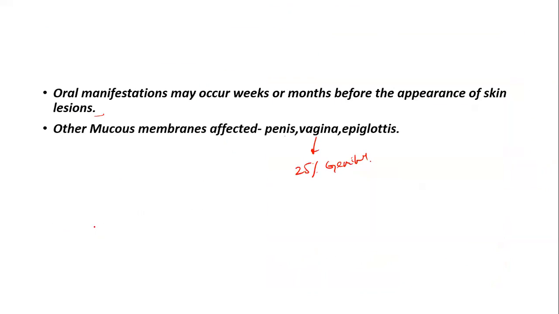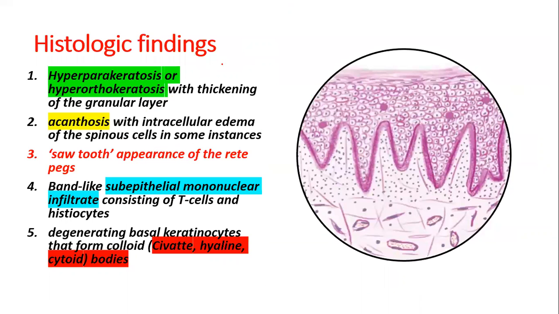Moving on to the histopathology, this is very simple. Now, the histological findings of lichen planus are very simple because it is very easy to remember it.